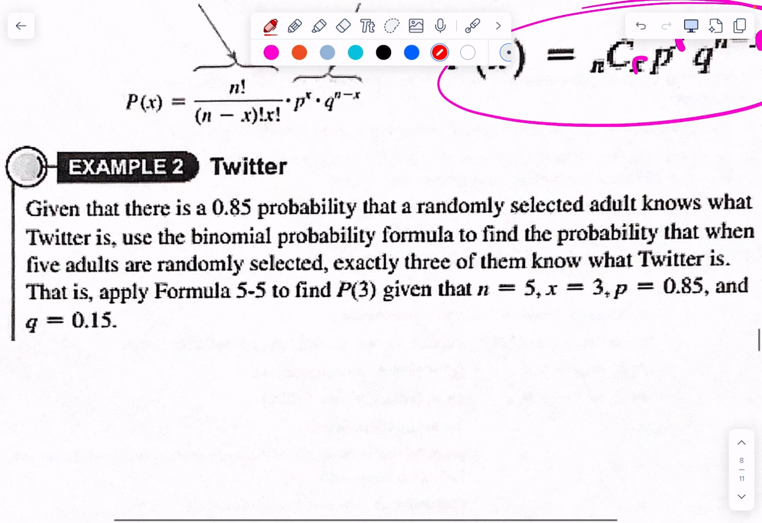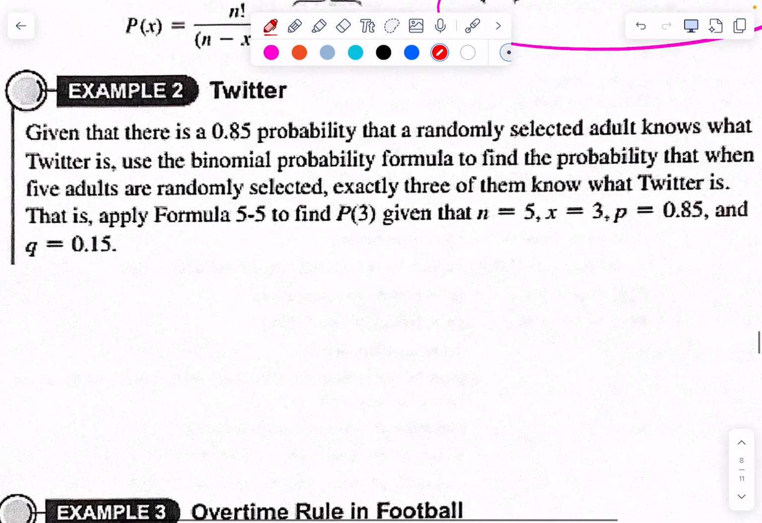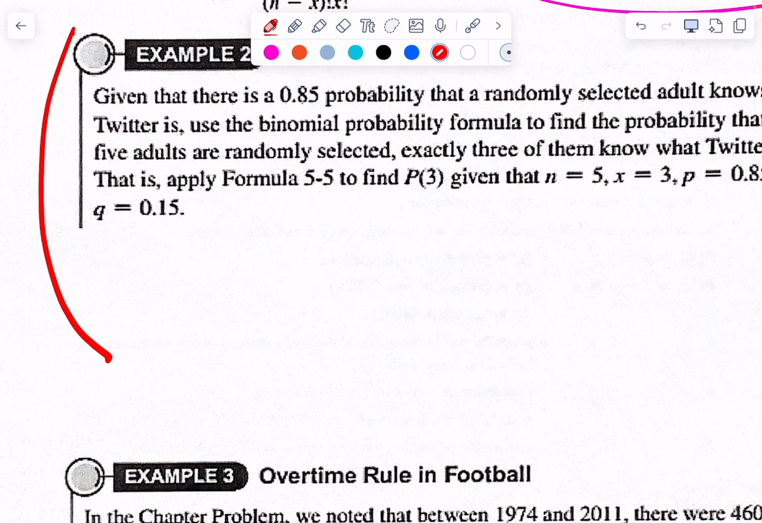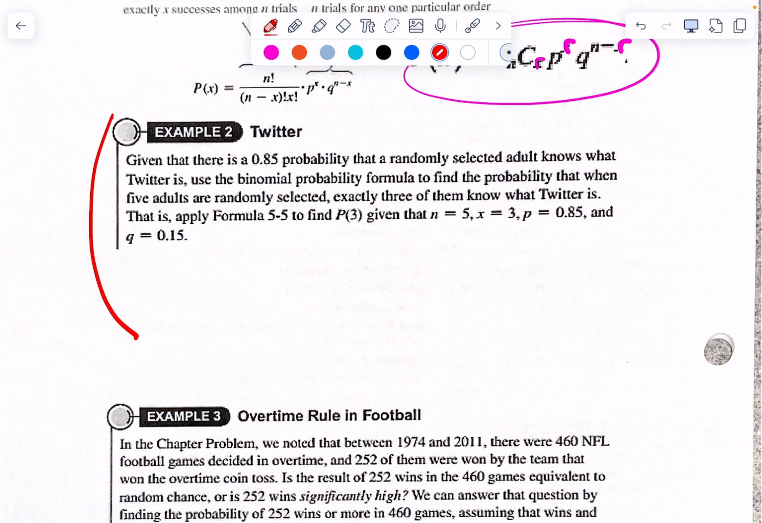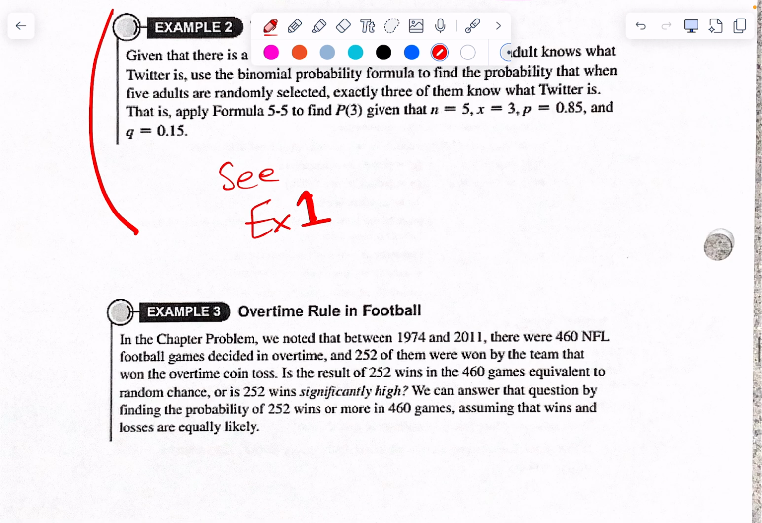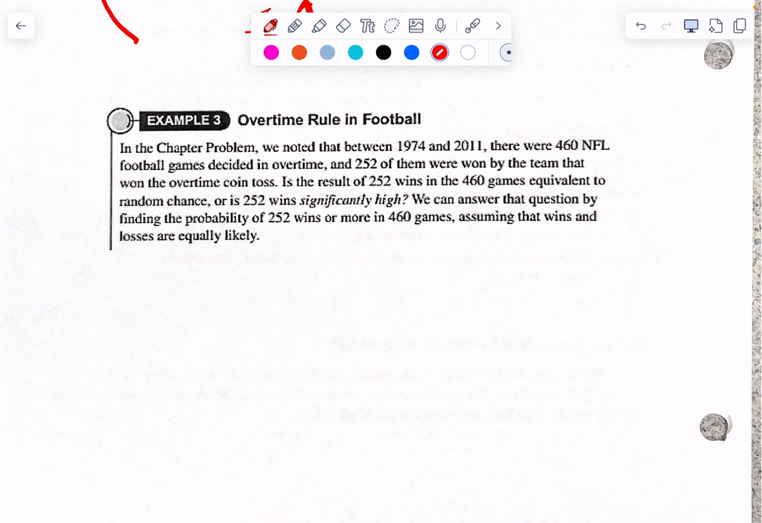Let's do another one. We already did this one. Example 2 is what we just did, and we're good, right? Like we did example 2 in example 1. Sorry, I jumped the gun. 0.13. So, see example 1. We already did that one. Sorry. Let's go example, gosh dang it.